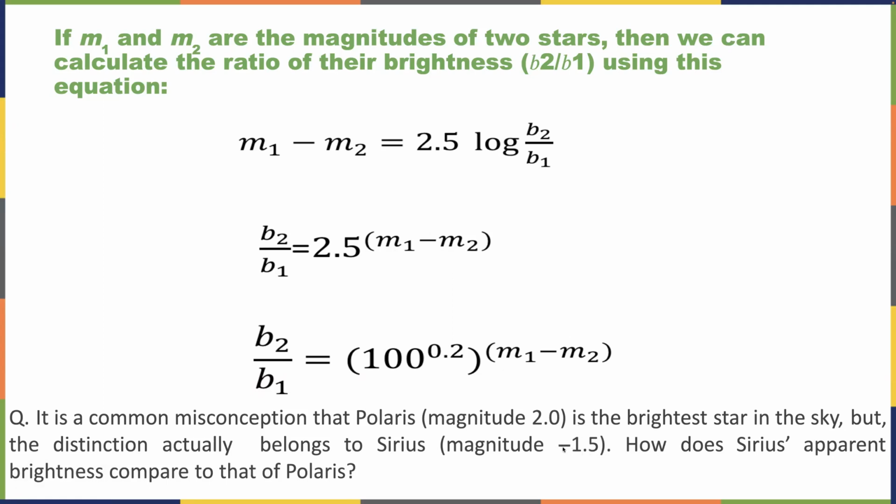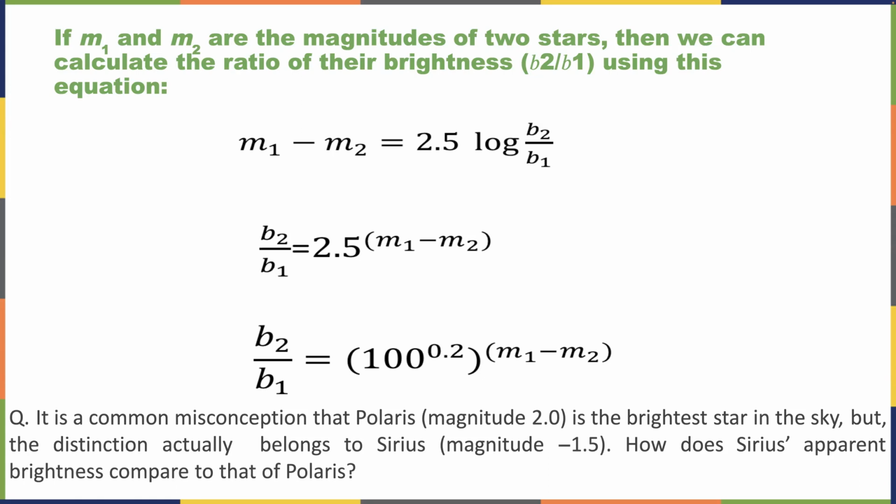There is a minus sign already here, so the two minus signs will become plus. So you will have 3.5 multiplied by 0.2, and you will get 100 to the power of 0.7 or something like that. At the end, once you calculate, you will see that Sirius is approximately 25 times brighter compared to Polaris. You will get around 25.12 if you do it exactly, but the approximate value will be around 25 times brighter.